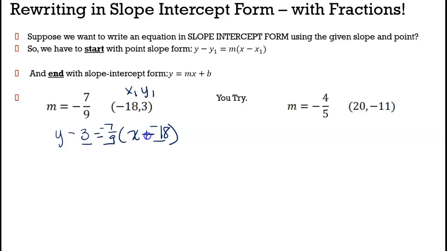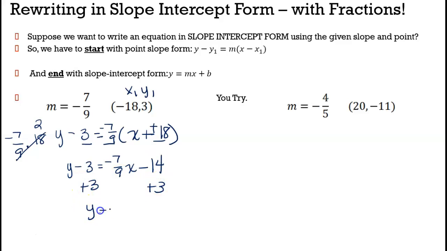What you should have done is keep change right here so that that becomes x plus 18. So we have y minus 3 equals negative 7/9 x. We're going to go over to the side. We're going to remember we're multiplying a fraction times a whole number, which means we can cancel. 18 divided by 9 gives us 2. We multiply what's left, negative 7. We're going to add 3 to each side. So y equals negative 7/9 x minus 11.